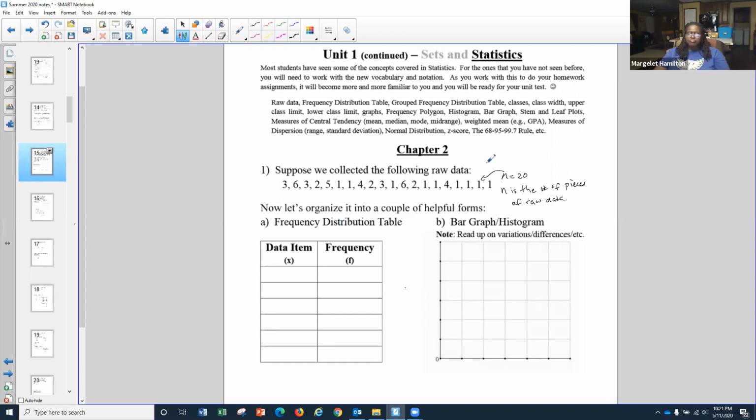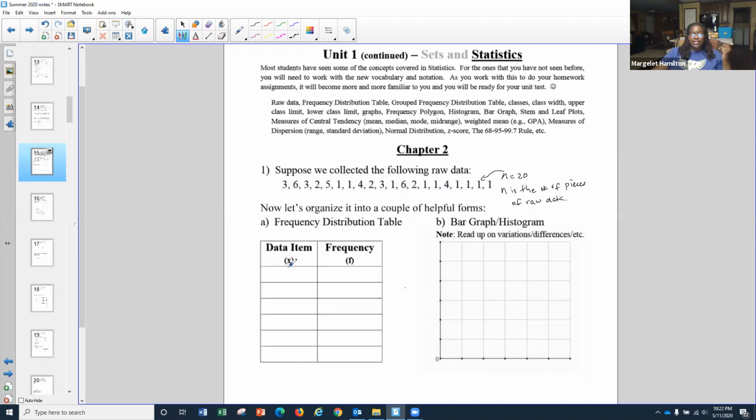All right, so now that we've identified that, we need to try to organize this to see what we're looking at. When we look at this raw data, we should see we have some 1s, some 2s, some 3s, some 4s, 5s, some 6s, and that's it. It doesn't go any higher than that. So we have 1 through 6. Our data items are the number of unique items that we have.